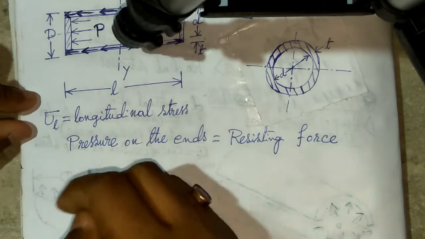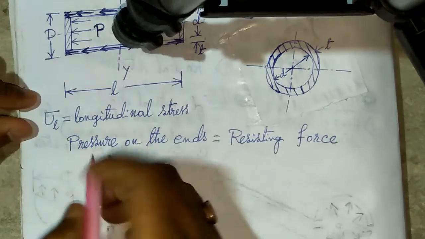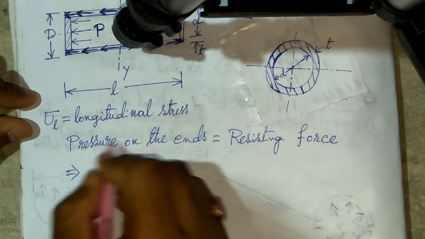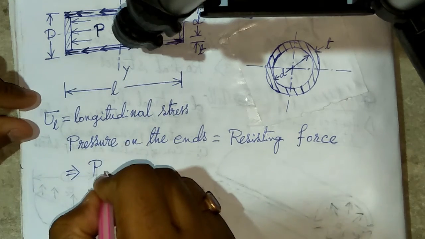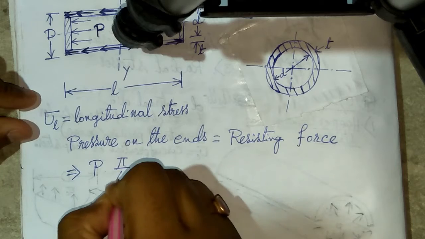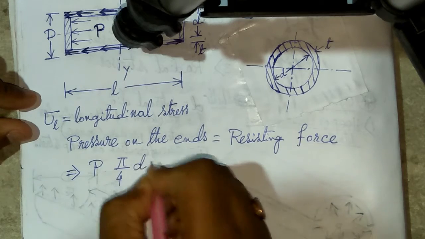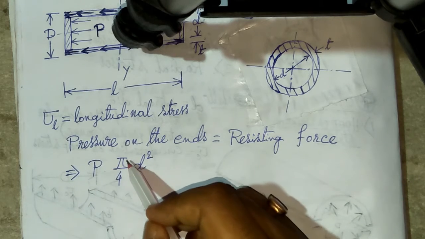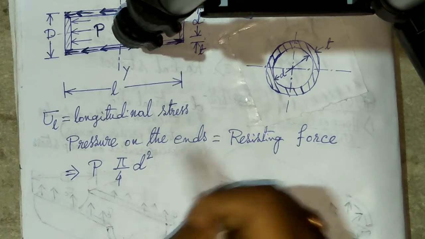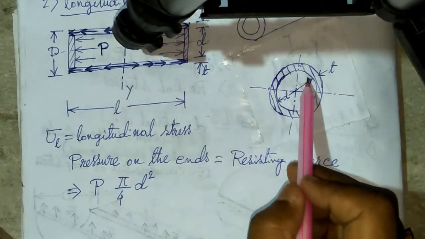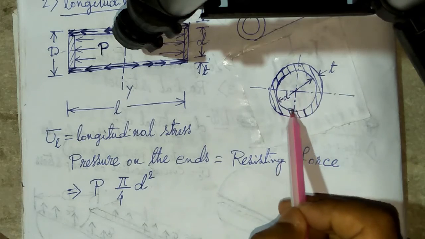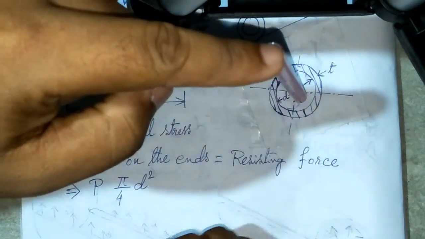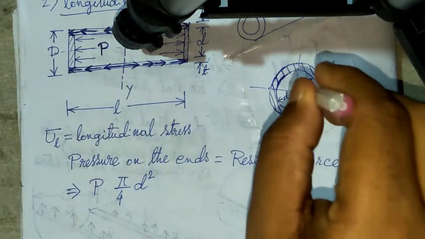Okay, so on the end means the pressure force on the end, that is pressure into the cross sectional area, that is pi by 4 into d square. This is the internal cross sectional area. P is the internal pressure and pi by 4 d square is the internal cross sectional area. I am talking about this circular area. This is the P force, the vertical force.